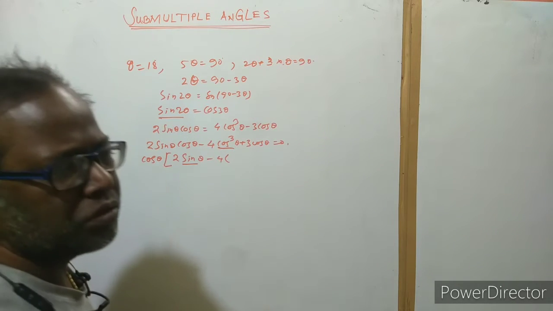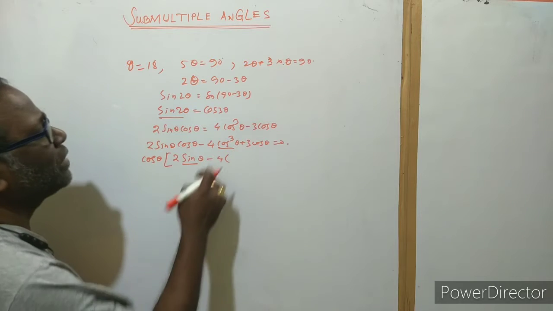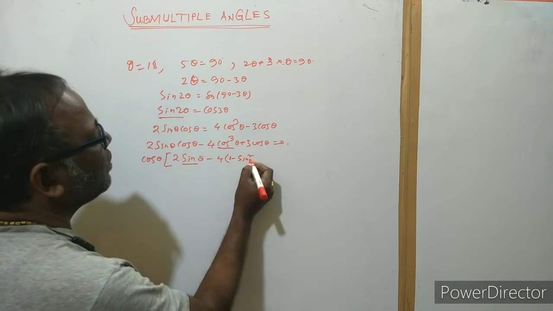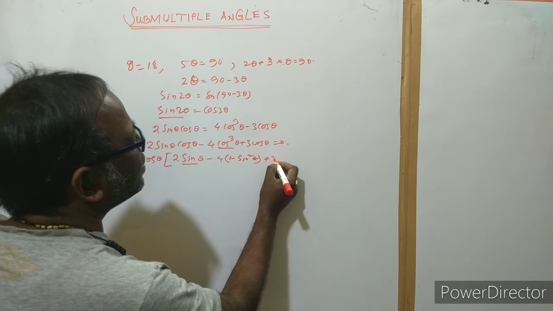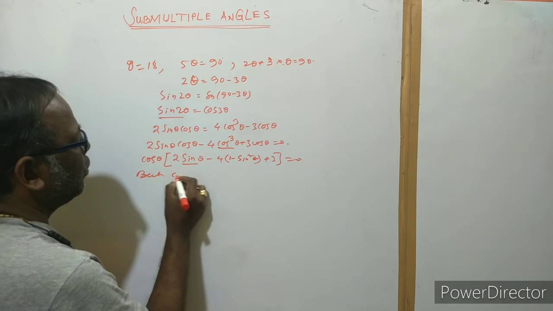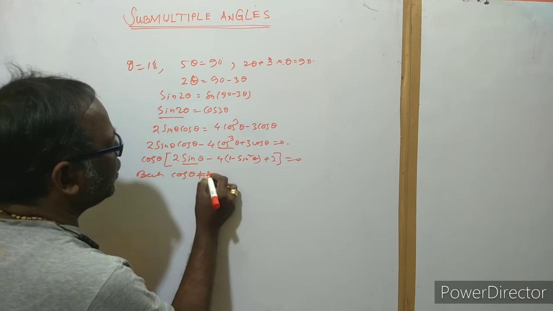I want to introduce the same variable, so in place of cos square we can write 1 minus sin square. Okay, same ratios came here. And this is plus 3 into that, but cos theta can never be 0.